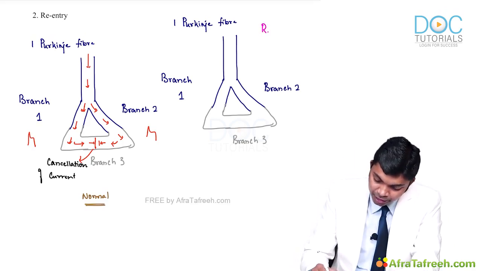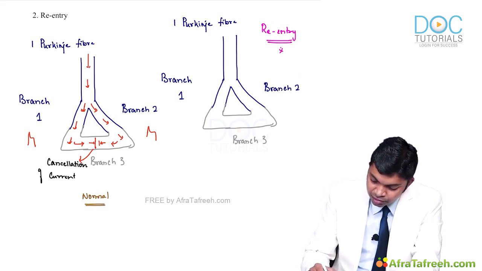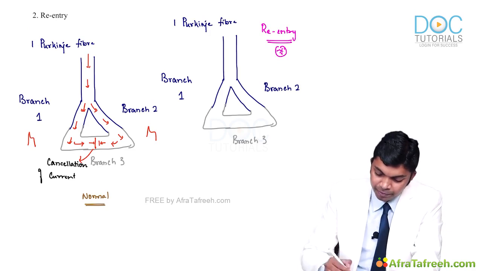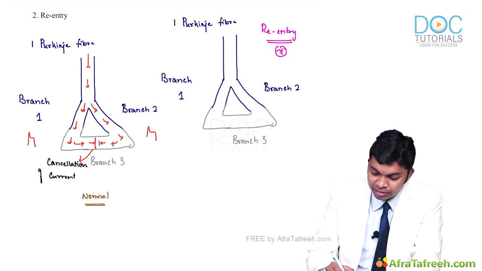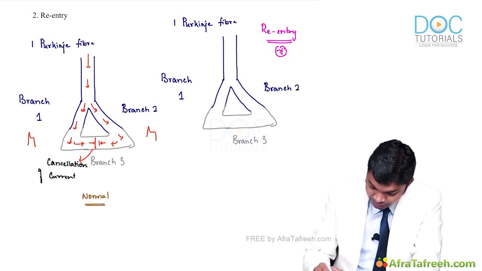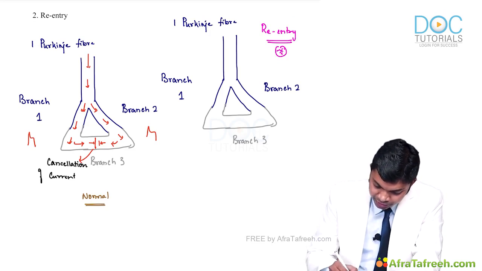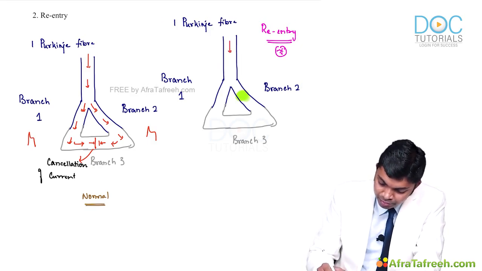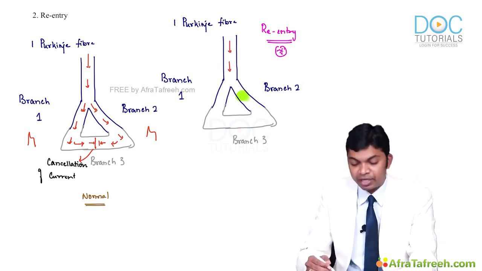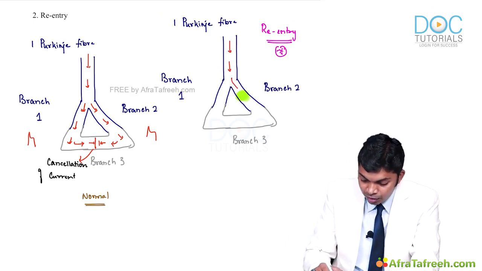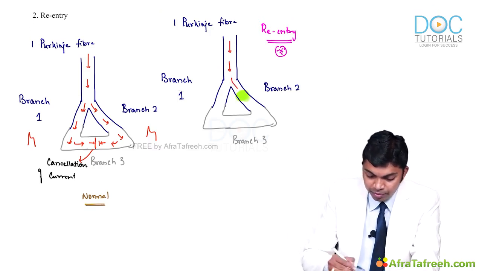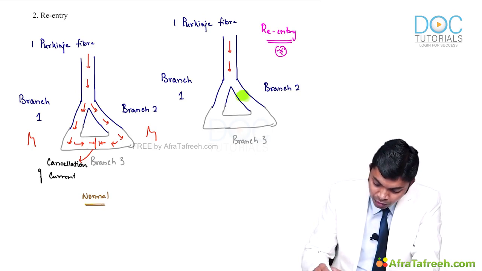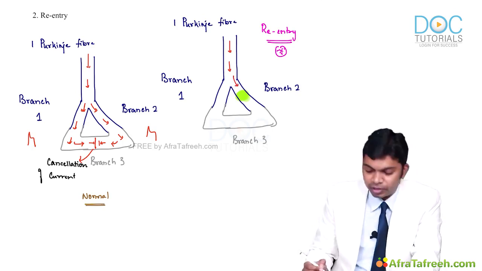What happens in re-entry? The first and foremost pathophysiology, as I just described at the beginning of re-entry system, is the conduction block. Let us consider there is a conduction block in this case, doctor. Because there is a conduction block, the impulse traveling in the main Purkinje branch is not able to cross across. The main impulse cannot cross the blocked conduction.